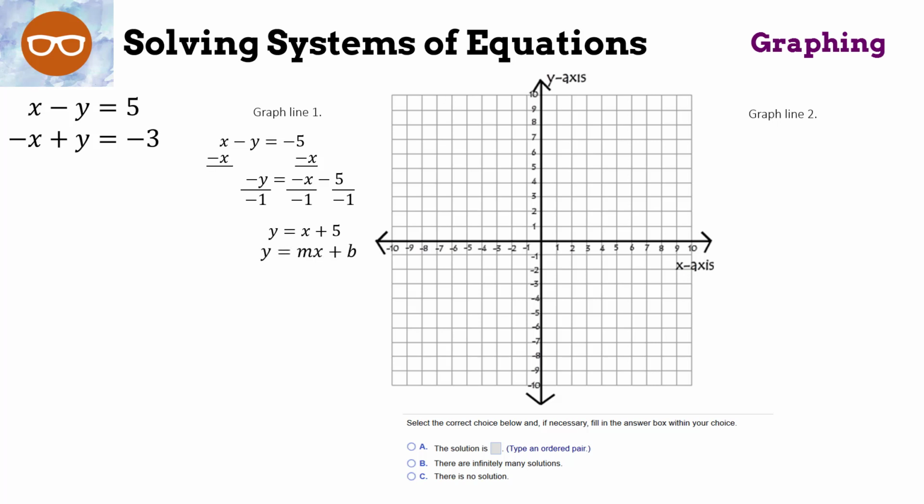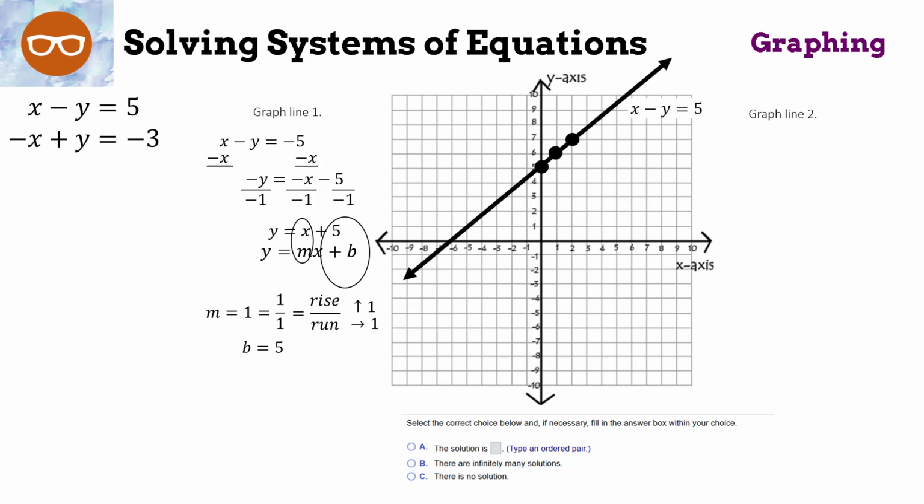When I write y equals mx plus b right underneath it, I can see that my slope is 1, which is our rise over 1, and then my y-intercept is 5. We always graph the y-intercept first, so I'm going to put a dot at 5 on the y-axis. My rise over run tells me I'm going to go up 1 and over 1 from the y-intercept. So let's do it. Up 1 over 1, up 1 over 1. I'm going to graph it and label it.